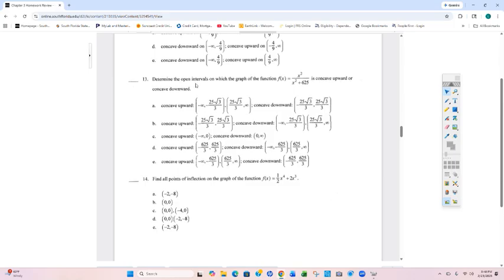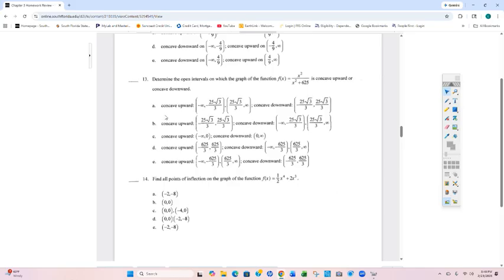Number 13, determine the open intervals on which the graph of the function f of x equals a fraction, x squared in the numerator, x squared plus 625 in the denominator. You want to determine where it is concave upward or concave downward. All right, so these answers are mostly in fractions. I'll read them as one over the other.